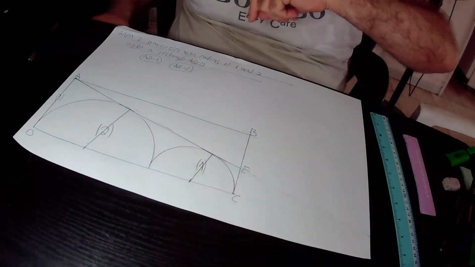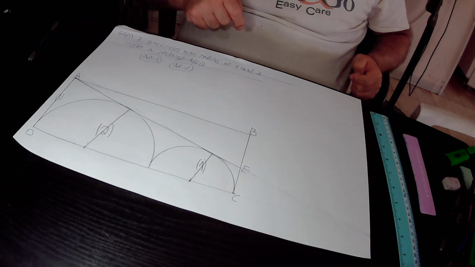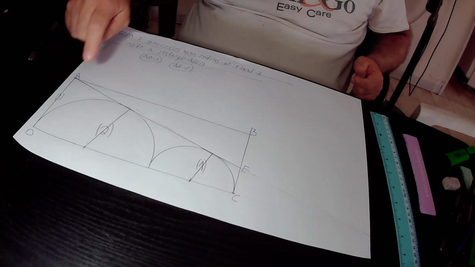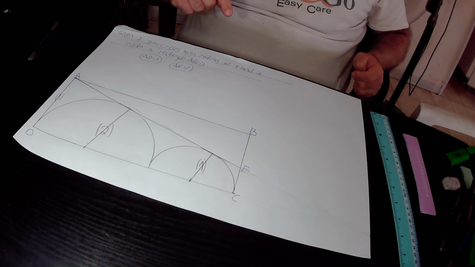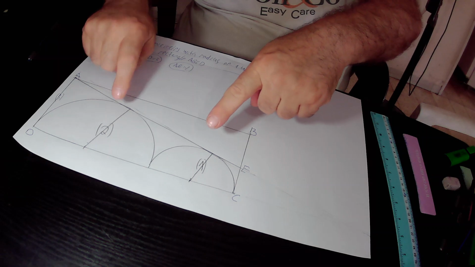Hello, in this lecture we'll find out the length of line segment AE. In the drawing we have rectangle ABCD. We know that side AD equals 3 units in length. In addition, inside this rectangle we have these two semicircles.